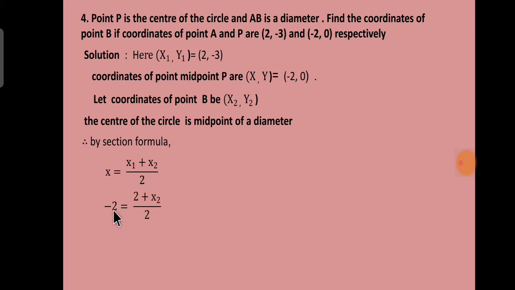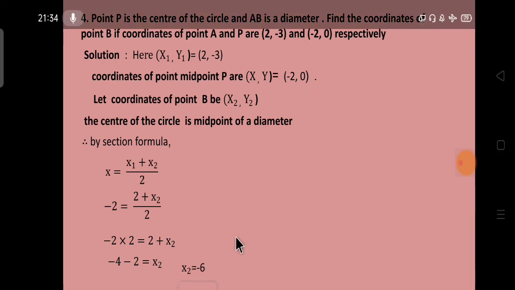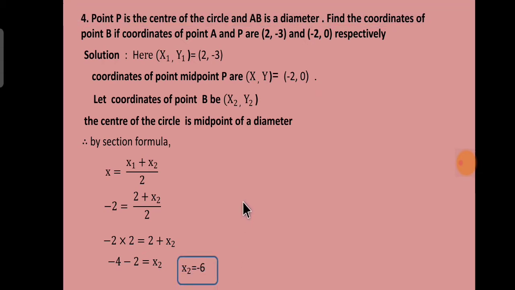या ठिकाणी -2 into 2 क्रॉस मल्टिप्लिकेशन केल्यानंतर -2 into 2 is equal to 2 plus x2. 2 into 2 -4 -4 and here plus 2 इकडे आल्यानंतर काय होईल -2. Therefore -4 -2 is equal to x2 आणि मायनस मायनस दोघांची ॲडिशन करा, साईन तेच ठेवा. Therefore x2 is equal to minus 6. The value of x2 is minus 6.